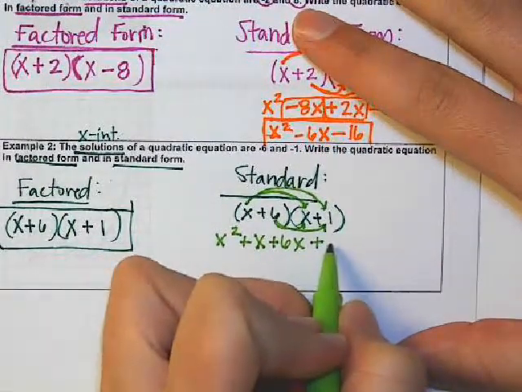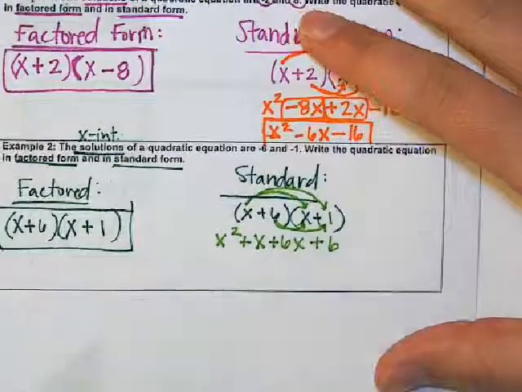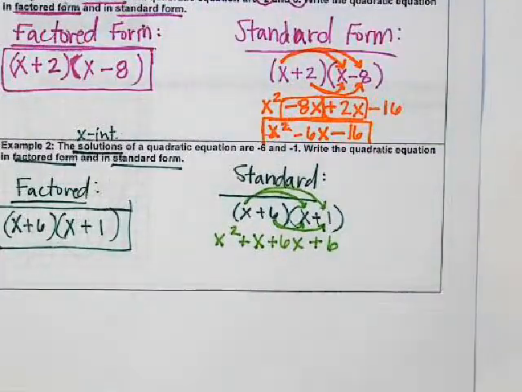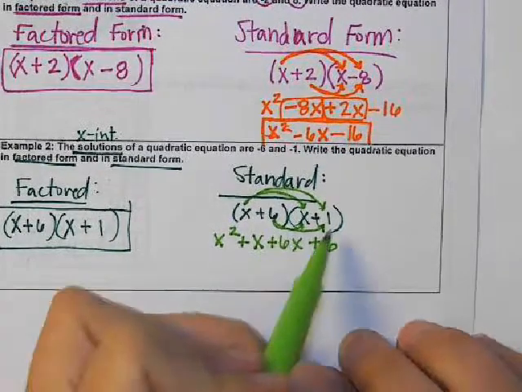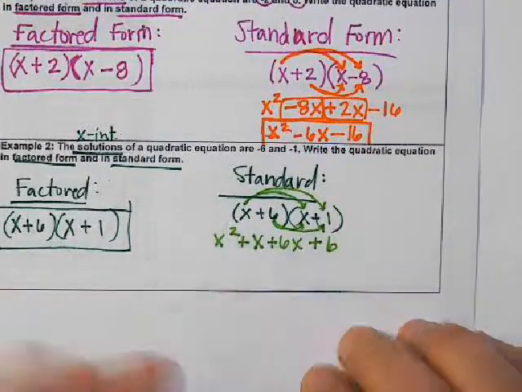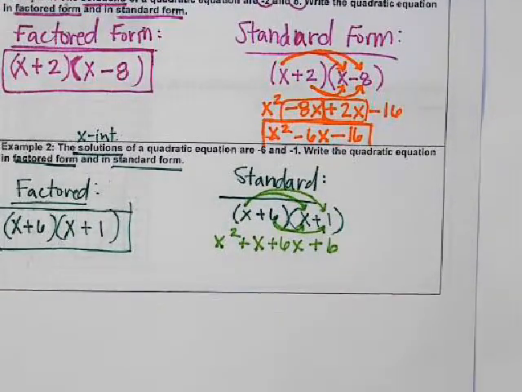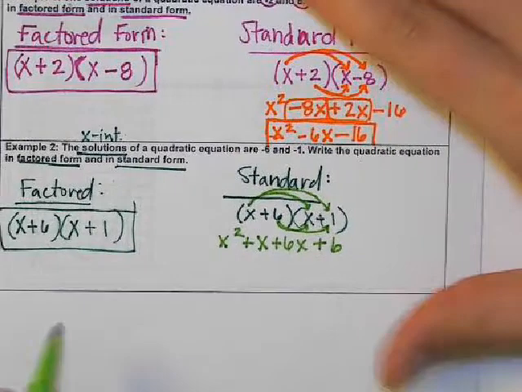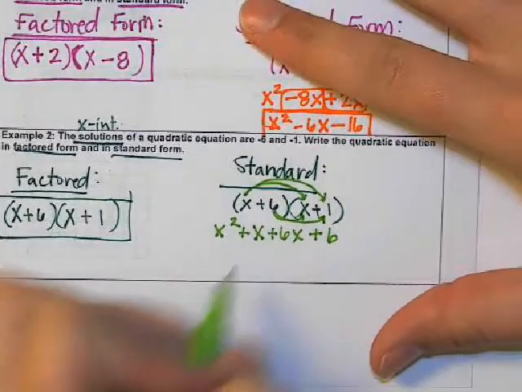6 times 1 is? Make sure you multiply. I'm glad you said that, Sai. I have a lot of people add these last two numbers for some reason. Anytime you're double distributing, everything is multiply. I've had a lot of people adding on those. All right, are we done? No. Now what? Combine.